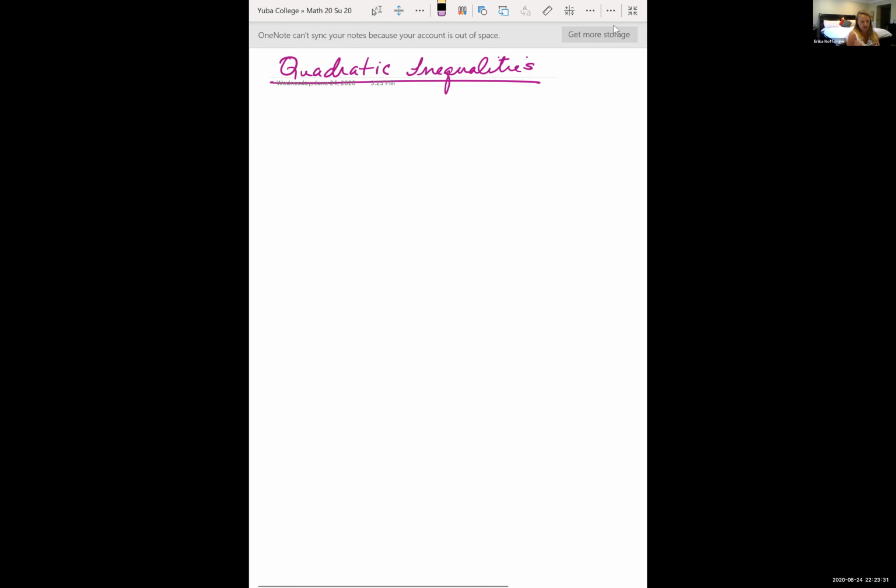So normally I show this by doing it algebraically and not graphically, but your book shows it graphically, and I think later on in the book it shows it more algebraically. Quadratic inequalities are different when you're solving versus linear inequality.